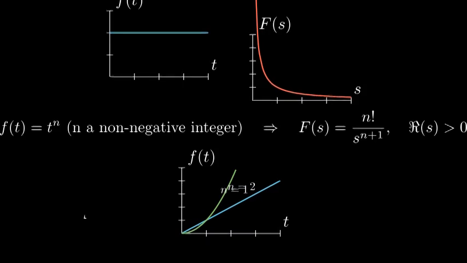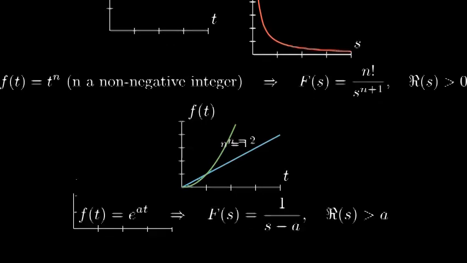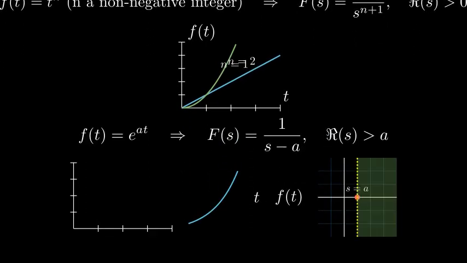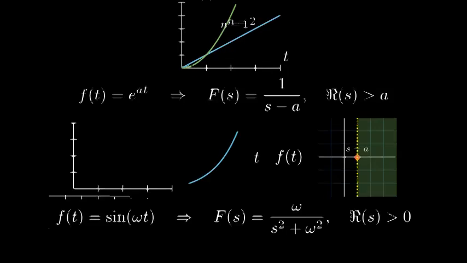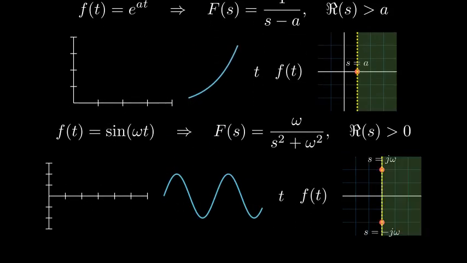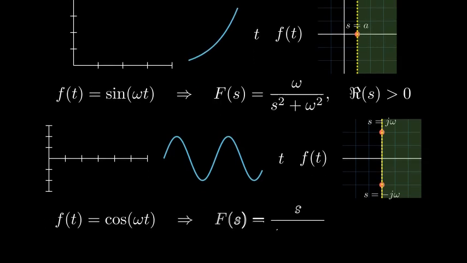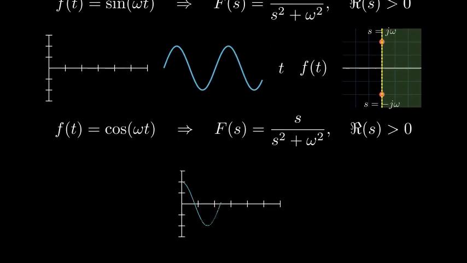For the exponential function, f(t) equals e^(at), F(s) equals 1 over s minus a, valid for the real part of s greater than a. For f(t) equals sine of omega t, F(s) equals omega divided by s squared plus omega squared, valid for the real part of s greater than 0. For f(t) equals cosine of omega t, F(s) equals s divided by s squared plus omega squared, valid for the real part of s greater than 0.